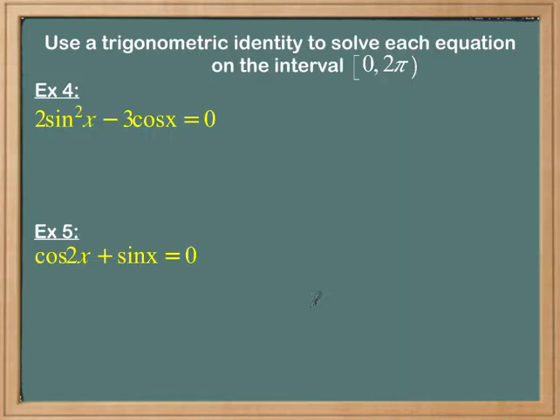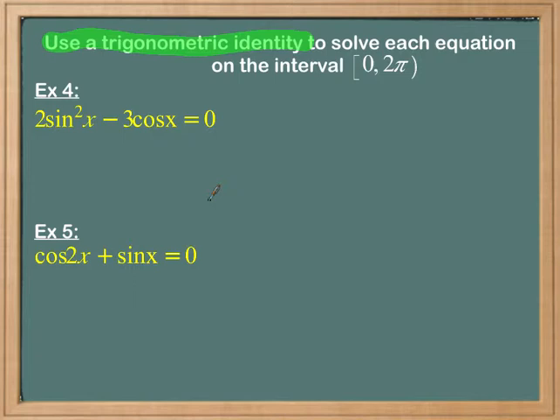Alright, so now the directions are a little bit more intense for us because if we take a look at it, what we get to do is use a trig identity to solve the equation. Remember, once again, we're on an interval from 0 to 2 pi, so we don't have to worry about adding that 2n pi or 1n pi to it. So we're going to go ahead and look at this. We have 2 sine squared of x minus 3 cosine of x is 0.